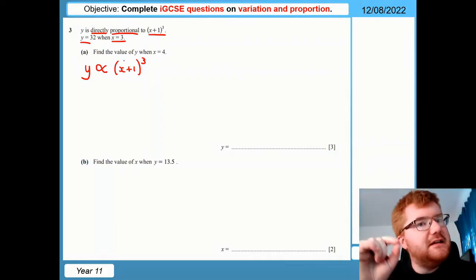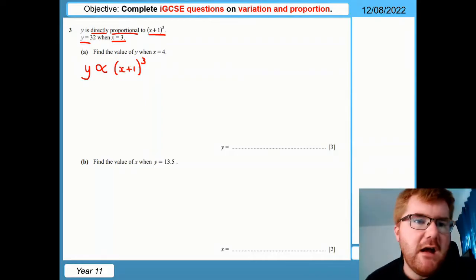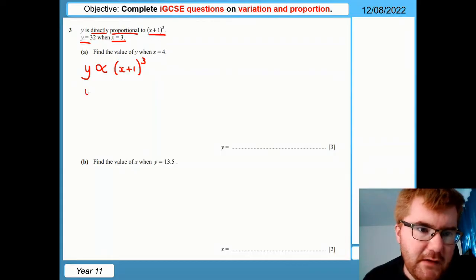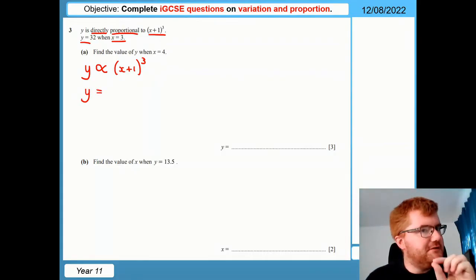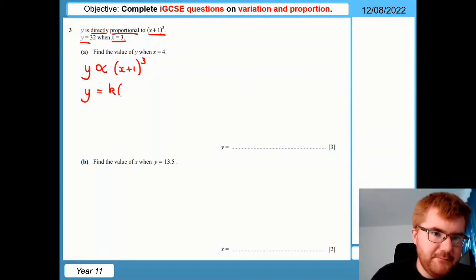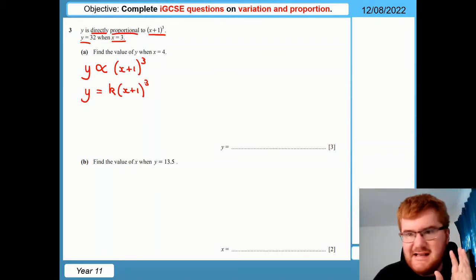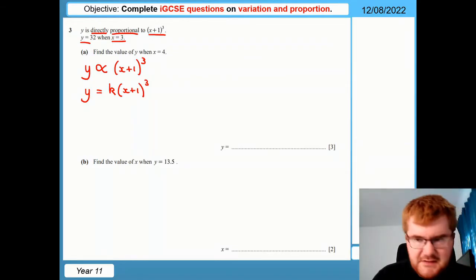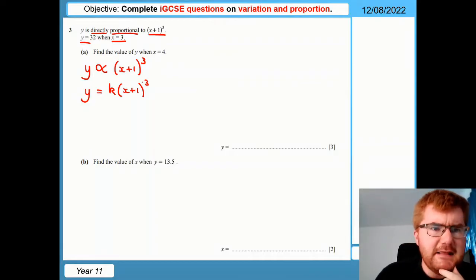Now I'm going to do a similar thing to what I did in the previous question. I'm going to turn this into an equation. So I get y is equal to, now this is slightly different to the fraction. We put the k in front of the term here. So we go k times (x plus 1) all cubed. Again, you're going to see lots of questions like this, so just stick with it and we'll get lots of practice. Now, once we've written our equation, we substitute those values in, just like we did before.